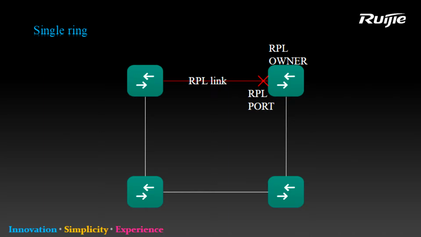We can see there are 3 lines in this slide. One is RPL owner, another one is RPL port, and the last one is RPL link. So what are RPL owner, RPL port, and RPL link?